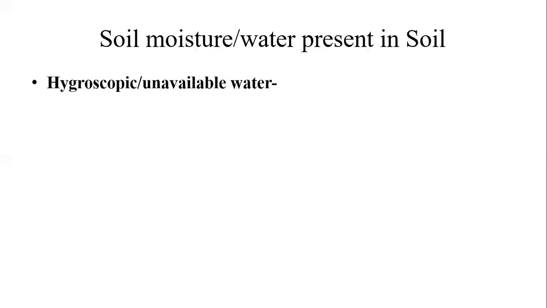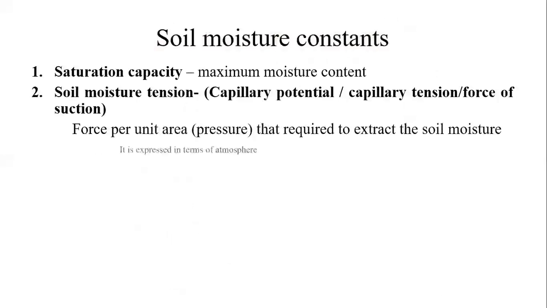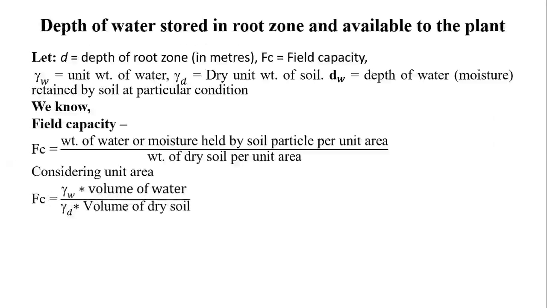I think we had an example last time related to finding the depth of the available water or moisture to the plants. This is a relationship which we developed last time. It is the depth of water stored in the root zone and available to the plants. If you have a depth of water in the root zone, say up to 1 meter, how much of that 1 meter depth will be available to the root zones of the plants?